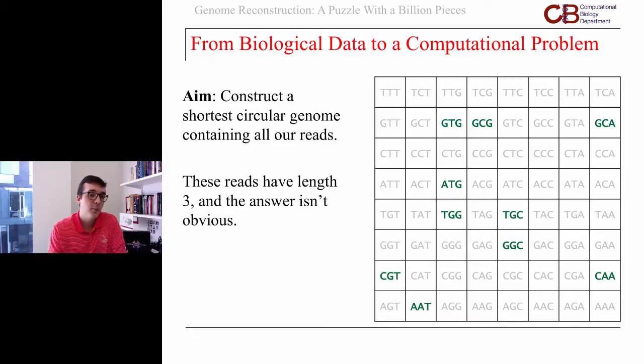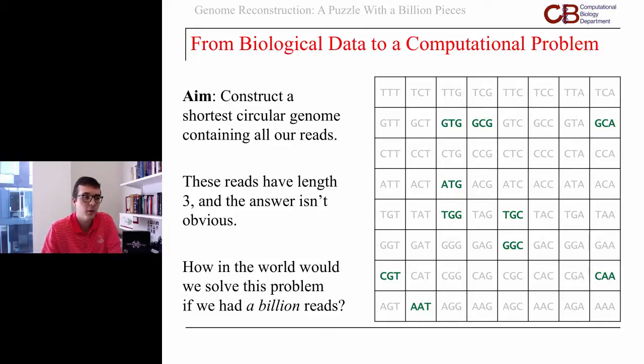I'd be really impressed if I ever saw anybody who could solve this problem straight away and give me an answer of what the genome should be. So even though these reads only have length 3 and there's only 10 reads, the answer is far from obvious when you look at it. And so how in the world could we solve this problem if we had 1 billion reads? Certainly we're going to need a computer, but we're going to need to tell the computer some method that's very precise in order to solve this problem. So the question is, what method would you use?